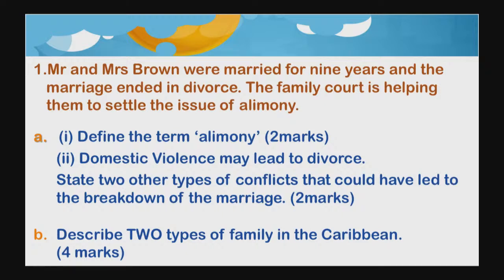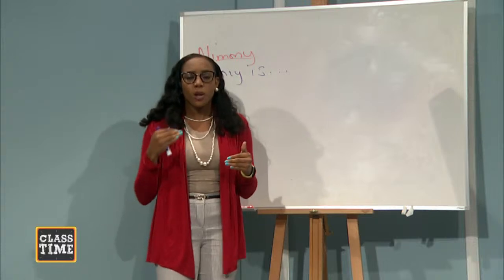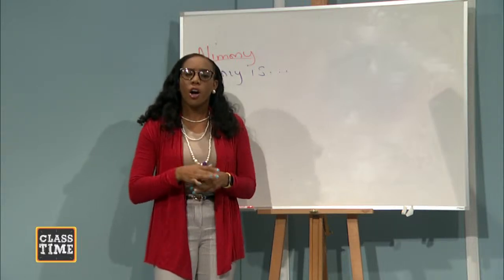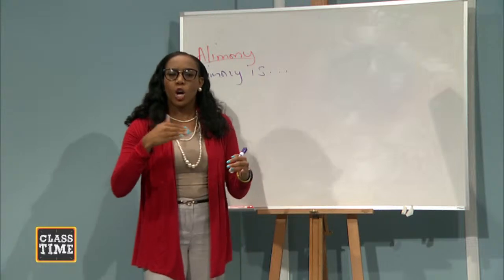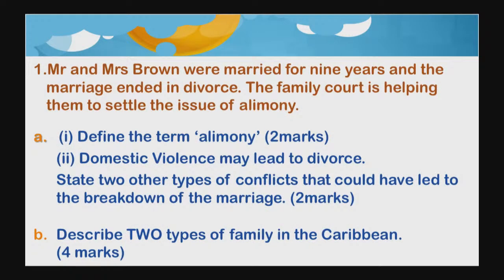Domestic violence may lead to divorce. From your ear, domestic violence, I know some of you know what that means, don't you? It's aggression and abuse in the household. And this may not only be, I know we're accustomed to men abusing women, but we have women that abuse men. So domestic violence is not gender biased. It is within the house. So the question is now asking you, what are some other things that may cause a breakup in a marriage? What are some things? And look again, it's 2 marks.